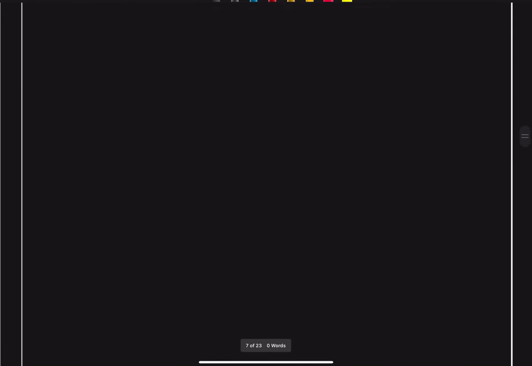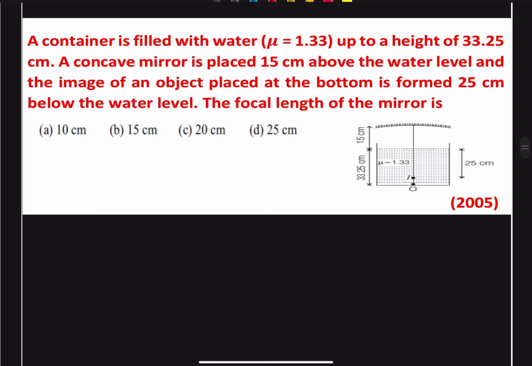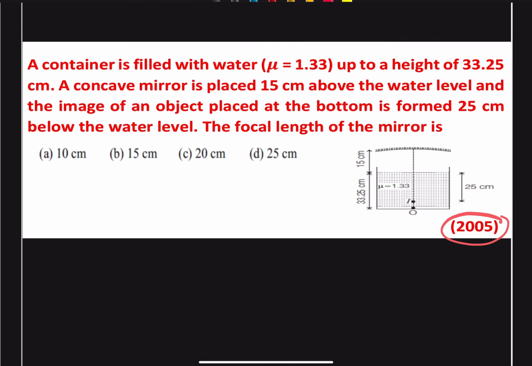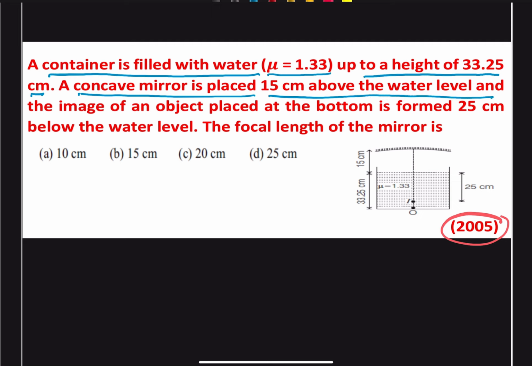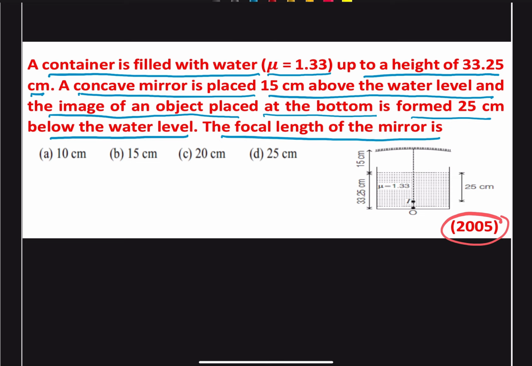Come to the next question, and here it was also asked in the year 2005, and it states that a container is filled with water, refractive index 1.33, up to a height of 33.25 centimeters. A concave mirror is placed 15 centimeters above the water level, and the image of an object placed at the bottom is formed 25 centimeters below the water level. The focal length of the mirror is.